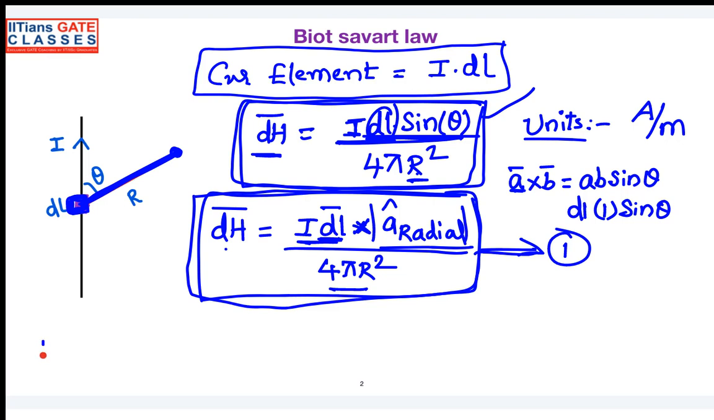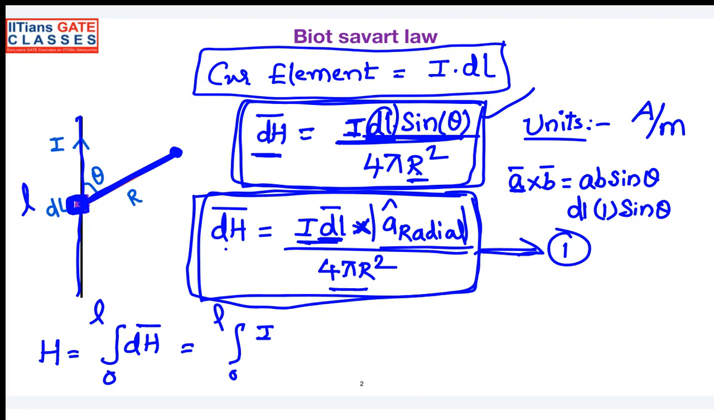Now I want to find the total magnetic field due to the entire length of the wire. So let us say L is the length of the wire. To find out the total magnetic field intensity, you need to integrate the differential magnetic field from 0 to L. So integral 0 to L, Idl cross r cap by 4 pi r square. This gives the total magnetic field due to the entire length of the wire.